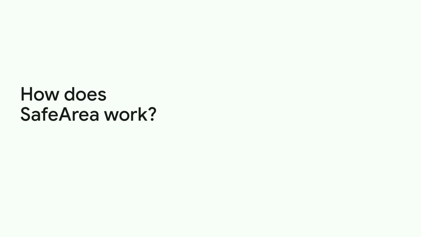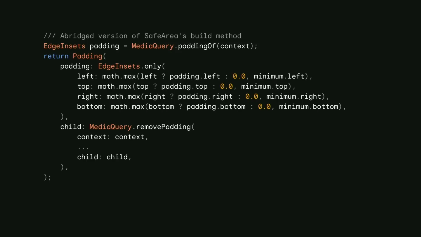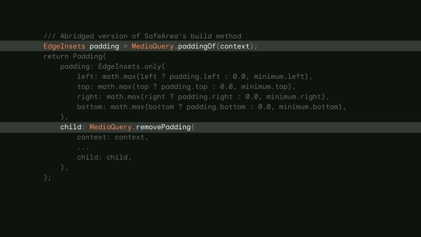So how is SafeArea doing all of this? Let's look under the hood. This is a kind of a simplified version of SafeArea's build method. It's a pretty small widget. So how is it able to accomplish so much? The key is this MediaQuery.padding of.